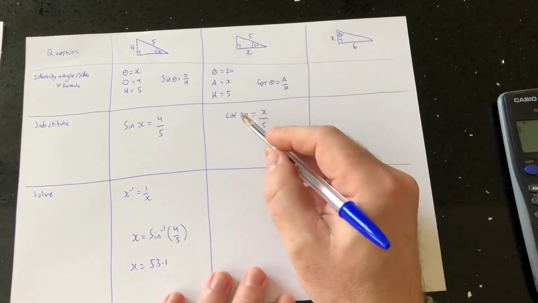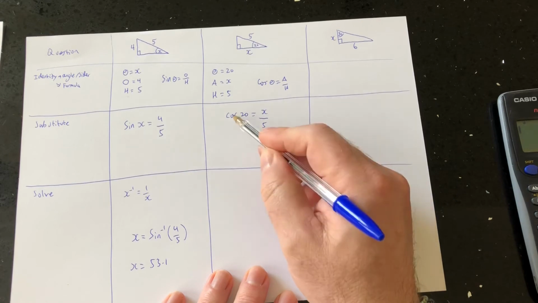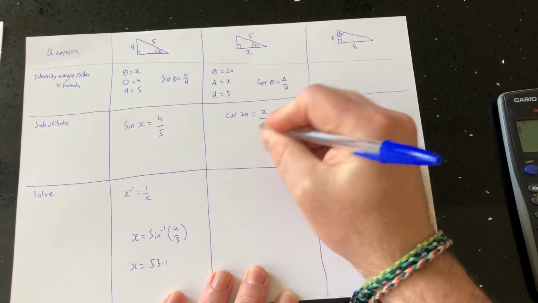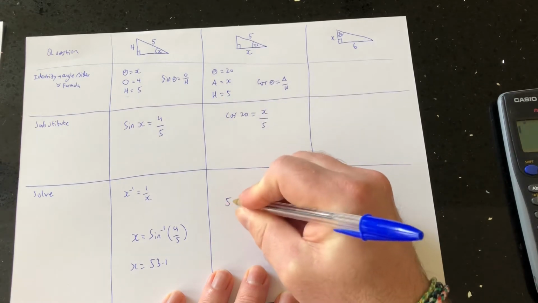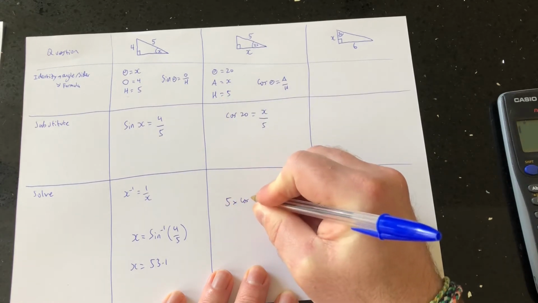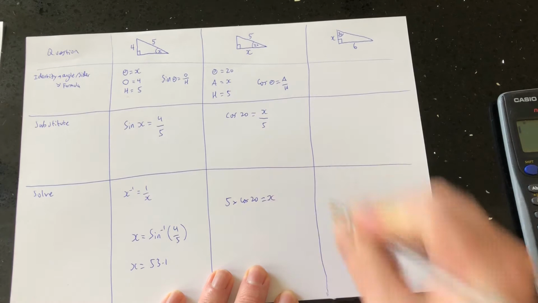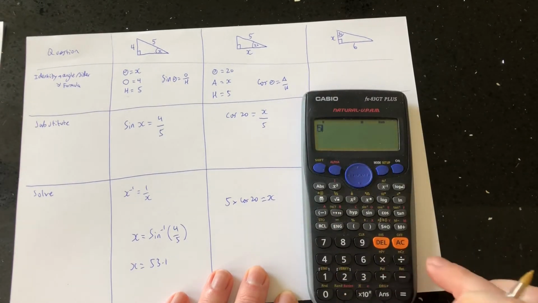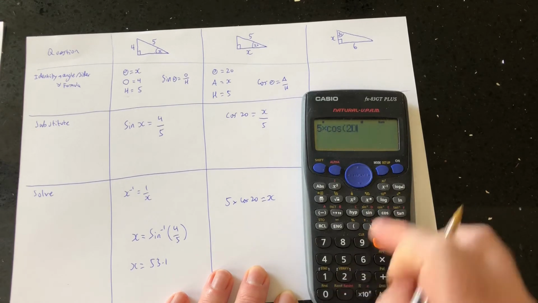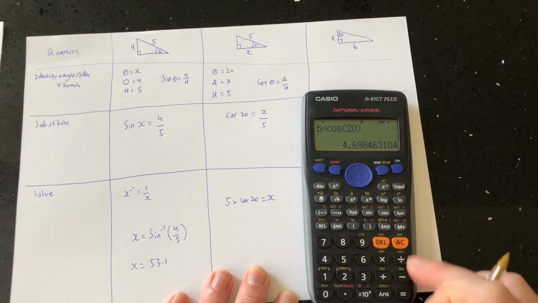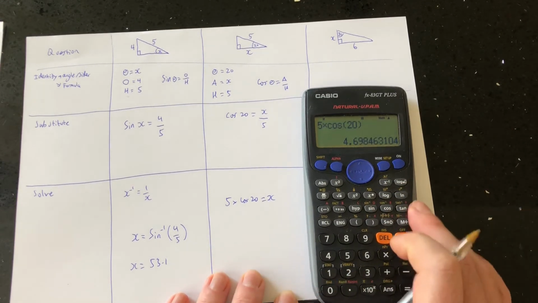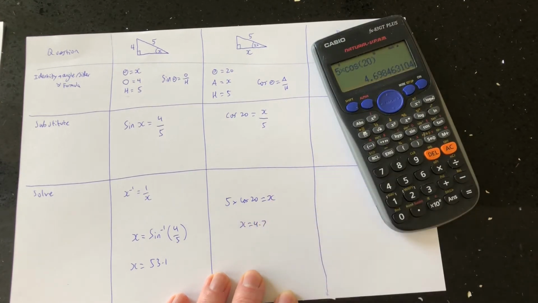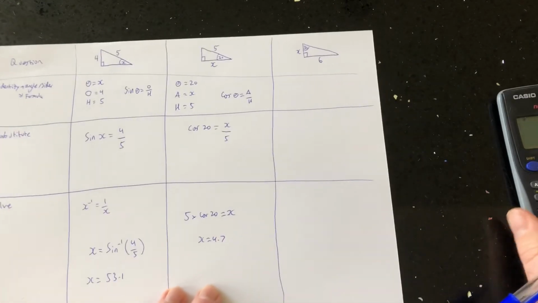This I can solve like normal. Imagine if this was a 10, I would do 5 times by 10 would give me my x. So this is what I'm going to do. I'm going to multiply through by the 5. And we have this. Then I can bung this straight in the calculator. 5 times by cos 20, close the bracket, equals 4.7, again with rounding. So my x side is 4.7.